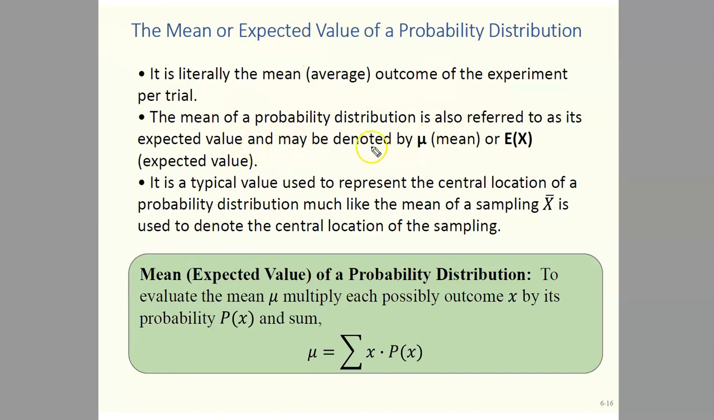Some notation: the mean of a probability distribution is also referred to as its expected value, and it's denoted by the symbol mu for mean that we've seen before, or E of x. That's our expected value notation.